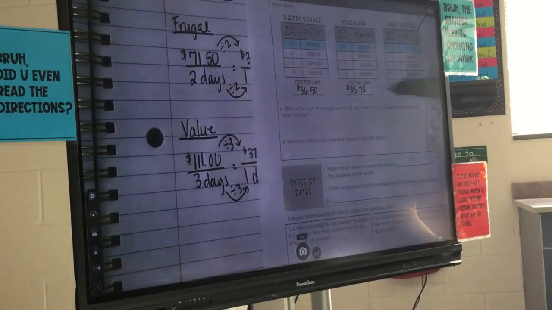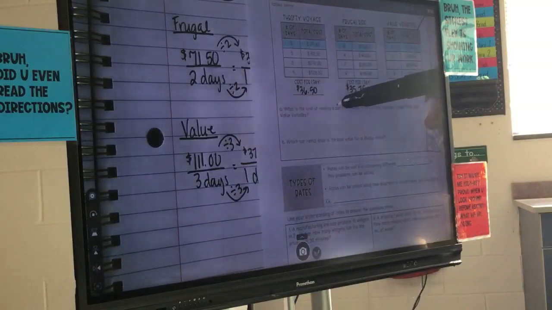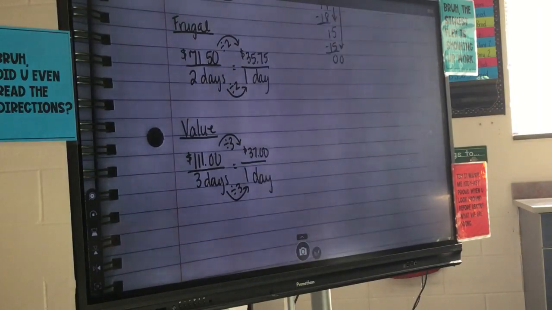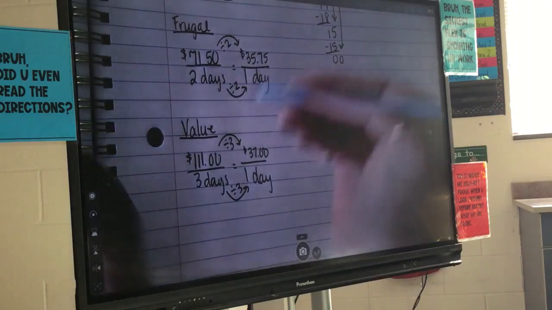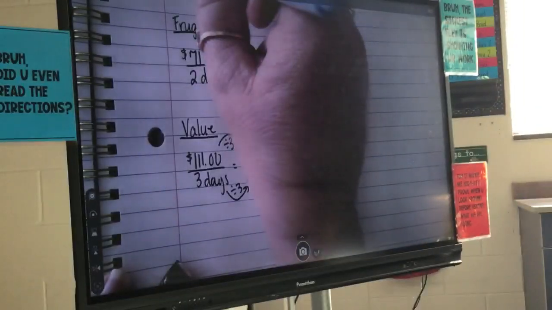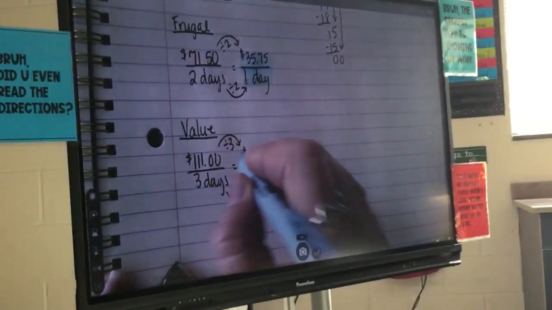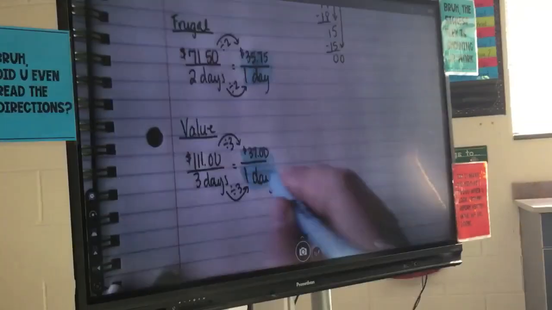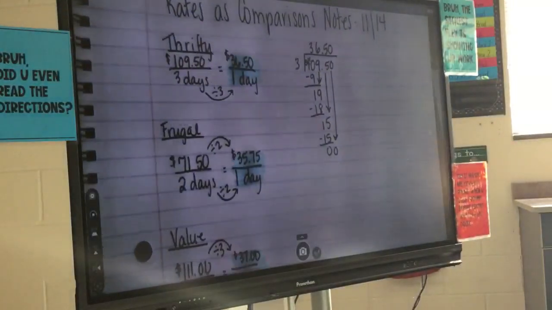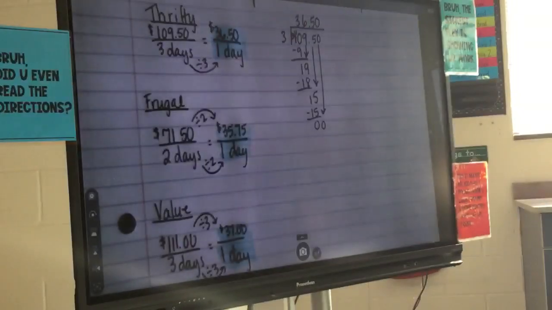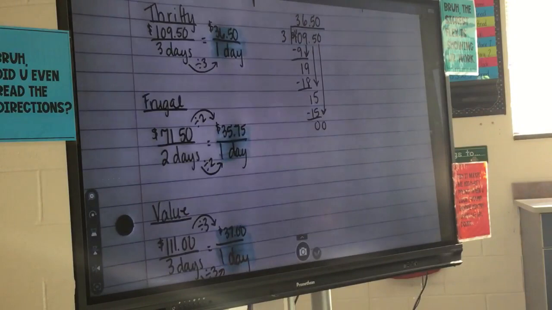All right, so it says, what is the cost of renting a car for 10 days from Thrifty, Frugal, and Value? So now, how do we take this information right here and apply it to figuring out how much it's going to cost for 10 days? What do we do with that?